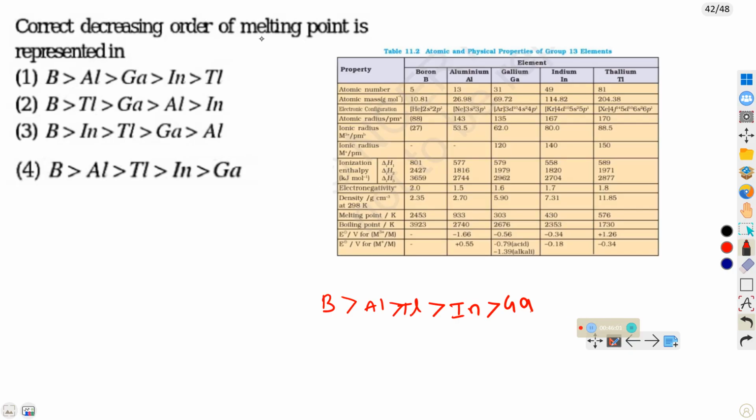The correct decreasing order of melting point is boron greater than aluminum greater than thallium greater than indium greater than gallium. Gallium has a low melting point value. That's the reason gallium is also called a summer liquid.